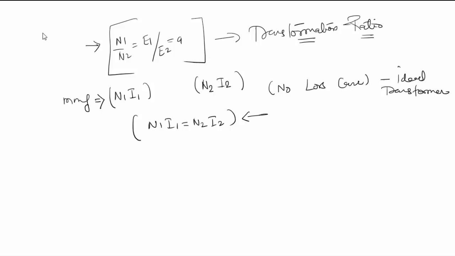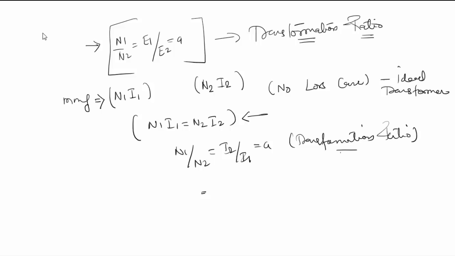So it is possible to say that N1 upon N2 is equal to I2 upon I1 is equal to A, which is the transformation ratio. So this is the transformation ratio in terms of current.